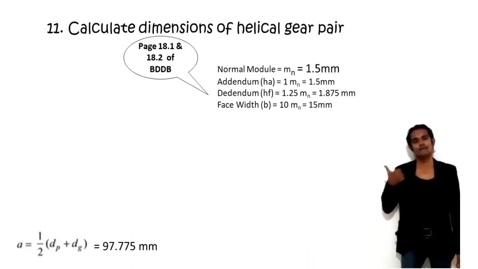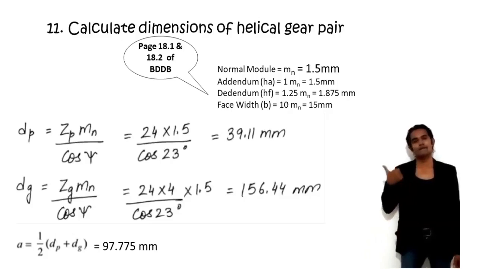Next, I'm going to calculate all the dimensions of the helical gear pair. Normal module is 1.5, addendum is 1 mn, which is 1.5, dedendum is 1.25 mn, which is 1.875 mm, face width is 10 mn, which is 15 mm. For dp I just put down the value of normal module, which is 24 into 1.5 upon cos 23. So I found out 39.11. Same way I'll get dg, and same way I'll get the center distance as 97.775 mm.